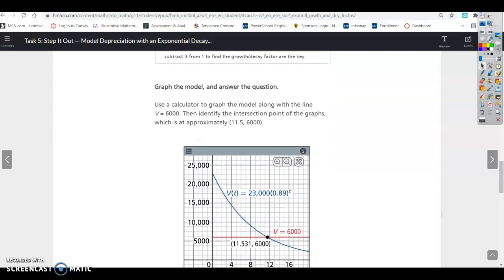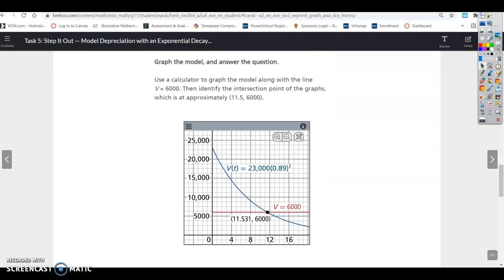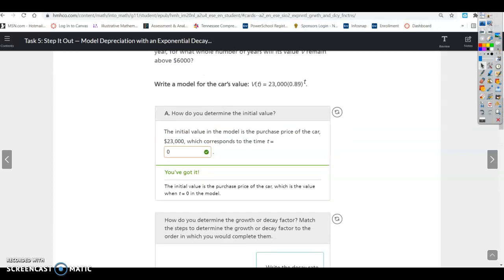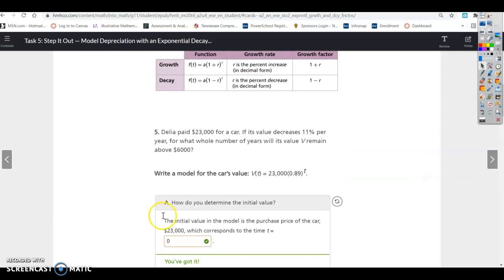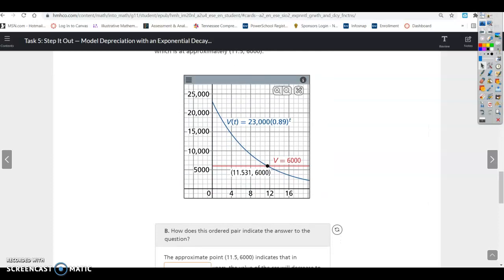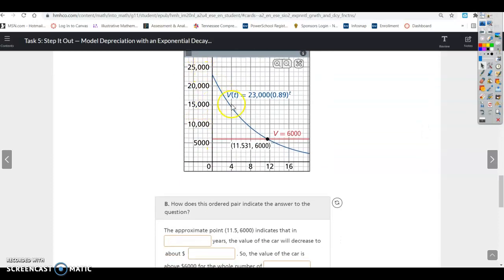Then graph the model and answer the question. Use a calculator to graph the model along with the line V equals 6,000. If you remember, the initial question says Delilah paid $23,000, and the value decreases by 11%. For what whole number of years will the value remain above 6,000? So here they graph the function, and then they graph V equals 6,000 because they want to know when it's above 6,000.